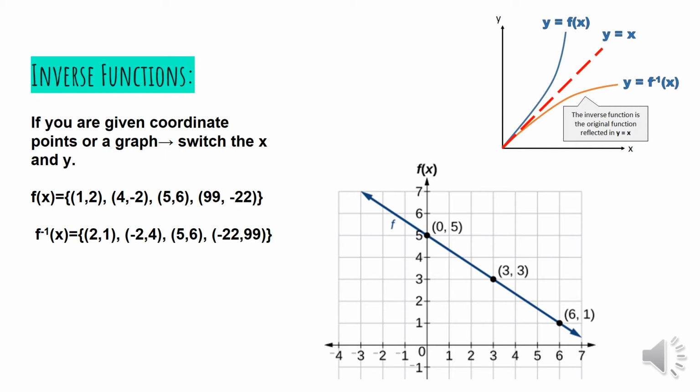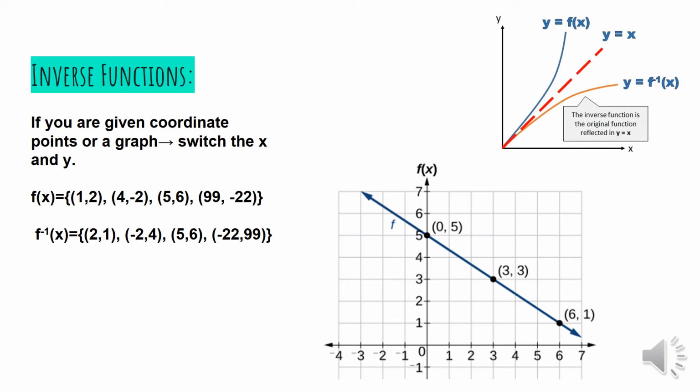If you're given coordinate points or a graph, all you need to do to find the inverse is just switch them. Do not change the sign, just change which one comes first. So if I have the coordinate points (1, 2), (4, -2), (5, 6), (99, -22), all I need to do is switch them: (2, 1), (-2, 4), (6, 5), and (-22, 99).